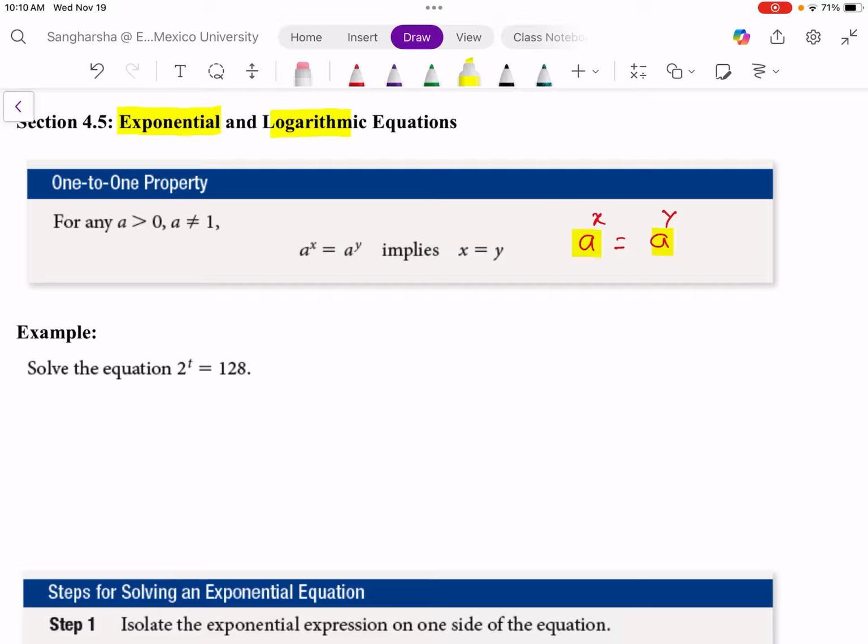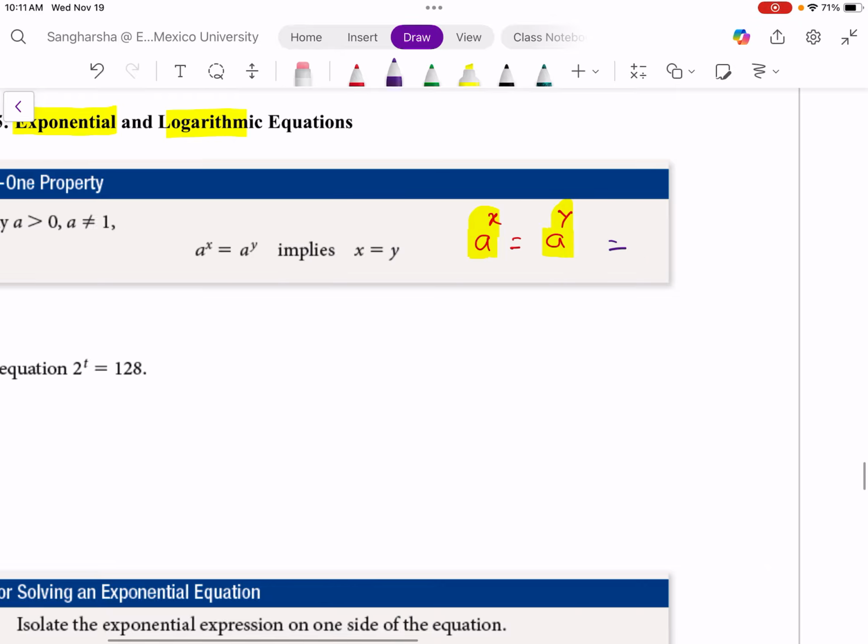So if we have two exponential expressions equal to each other, and if their base is exactly the same, then this tells us that our exponents also have to be the same. Okay, if this is the case, then the exponents also have to be equal to each other. So this is the first property.